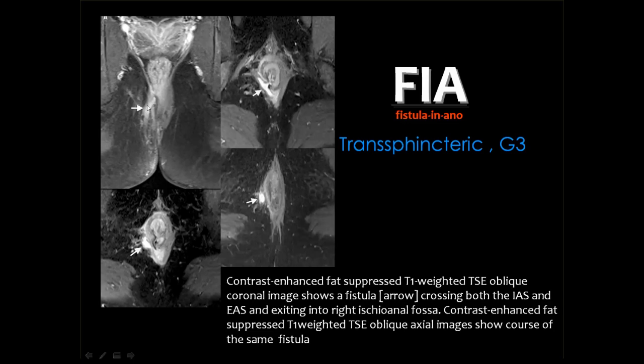Another fistula, which is transsphincteric, and you see that the fistula tract has crossed the internal and external sphincter to the ischioanal fossa, and this is the internal opening of the fistula, and you got some extension between the sphincters. Then you got a crossing to the external sphincter as well.